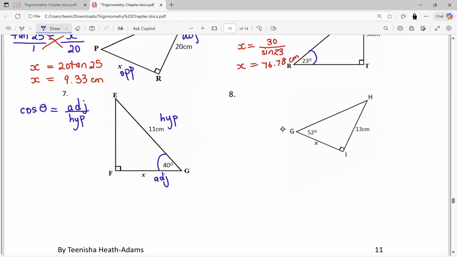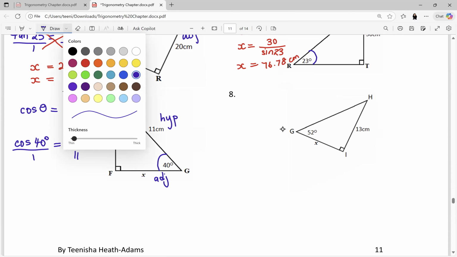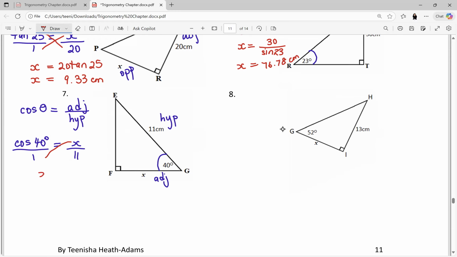And now we substitute our values in there. So it will be cos of our angle of interest, which is 40 degrees, is equal to the adjacent side, which is x, over the hypotenuse, which is 11. All right. And now you cross multiply. So you say x times 1, well, that would give you x, is equal to 11 multiplied by cos of 40. All right, so x is equal to 11 cos of 40, which is 8.43.